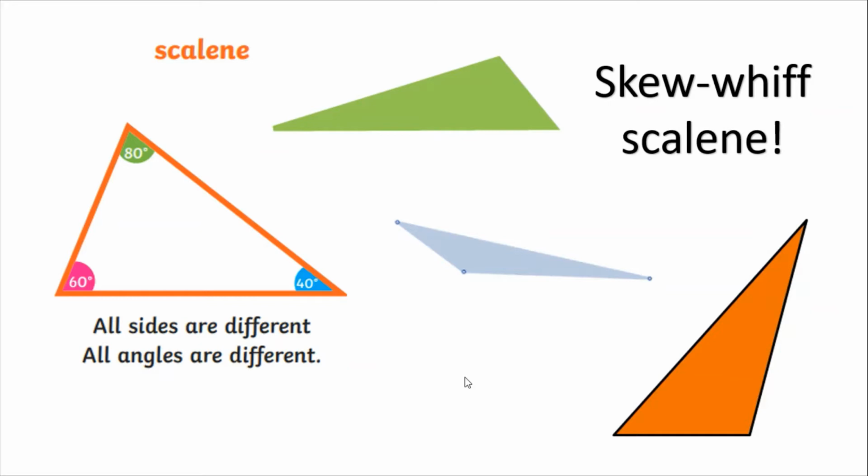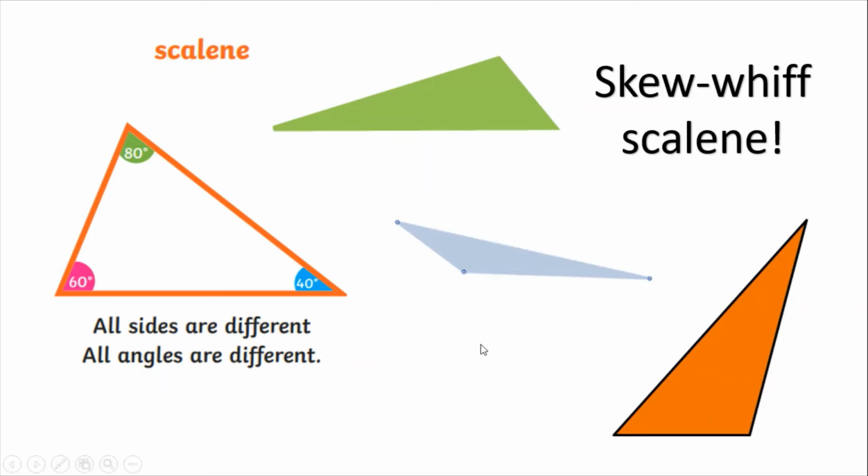And because everything is different, they could look very different. So if you're trying to find a scalene triangle, you're looking for a triangle which doesn't look like any of the sides could be equal. And because all the sides are different, it means that the triangle can look a little bit skew-whiff, which means kind of a little bit wonky.